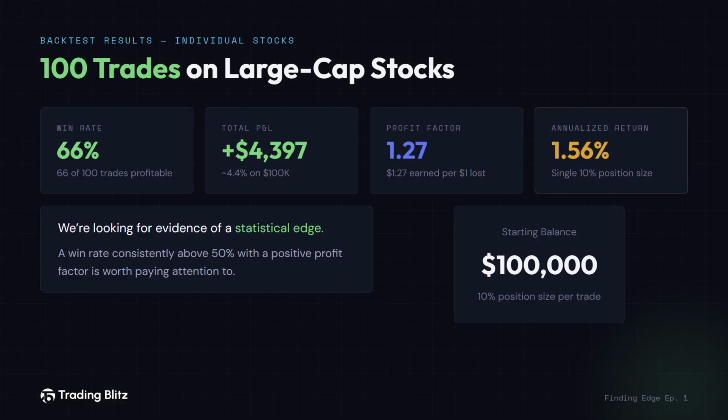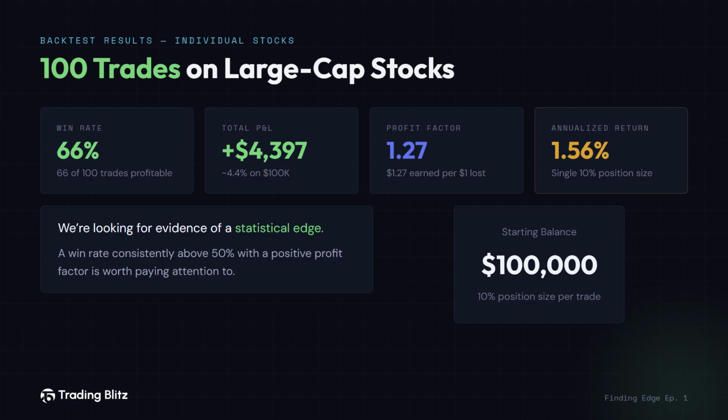Okay, the numbers are in. Let's start with the headlines. So out of 100 trades, we earned a profit. The total gains were $43.97, which on a starting balance of $100,000 works out to about 4.4% across the test. Now, before you get too excited or too disappointed by that number, the raw dollar return really isn't the point here. What we're looking for is evidence of a statistical edge.